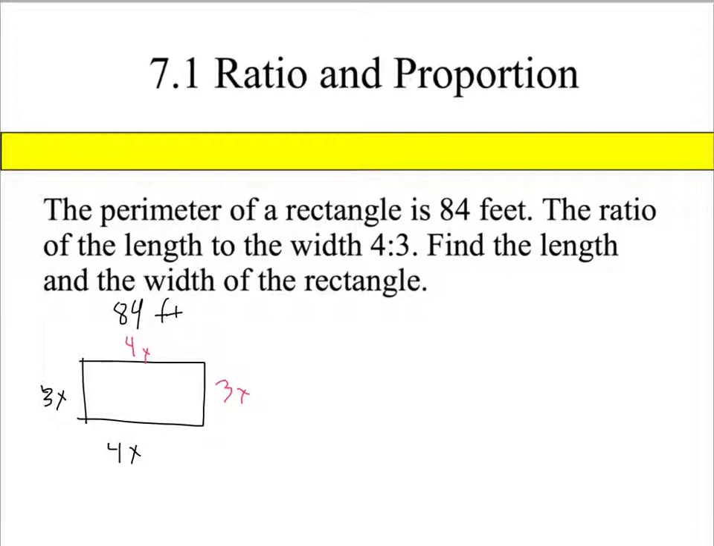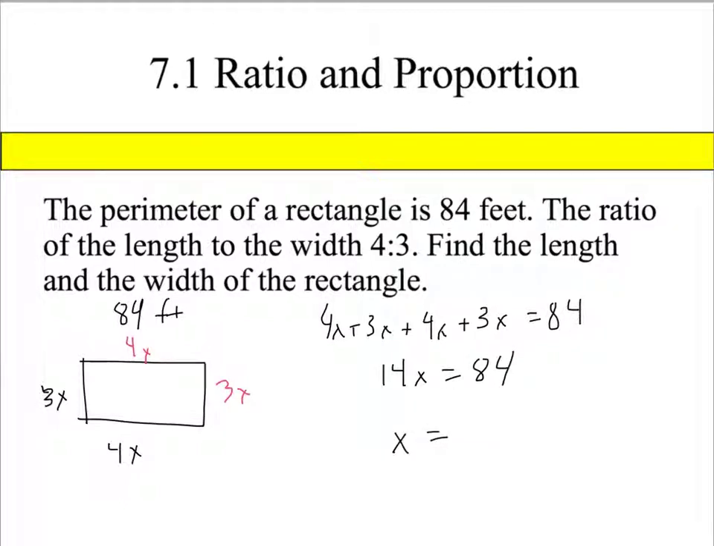All right, so now we add up all our sides. We add up 4x plus 3x plus 4x plus 3x is equal to 84. So from here, we now have 14x is equal to 84.